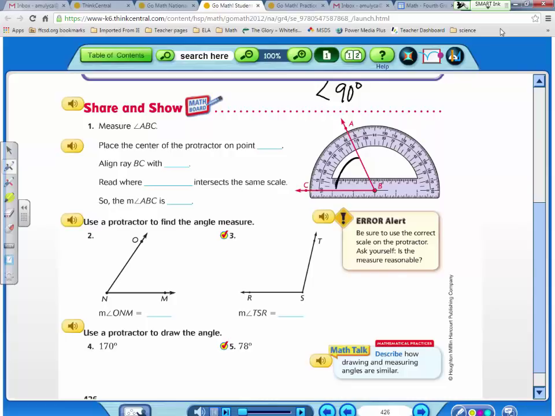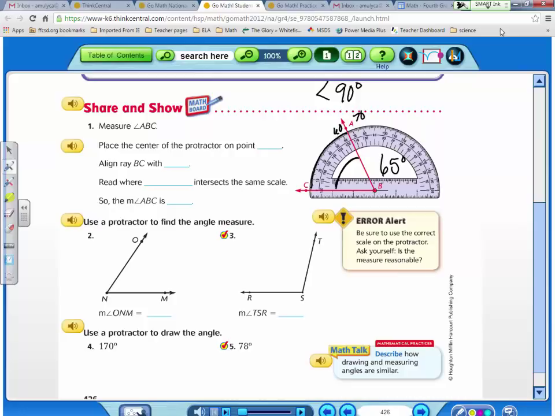So now I start at 0 and I read up. So I come up 10, 20, 30, 40, 50, 60. 60 is on this side, and 70 is on this side. So halfway between 60 and 70 is 65 degrees. So this is a 65 degree angle.